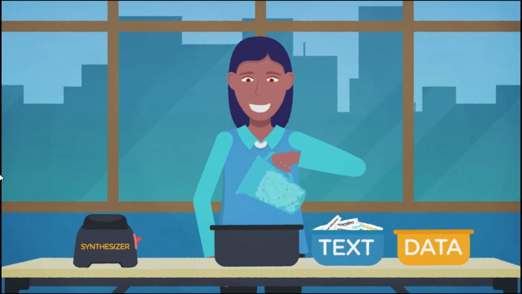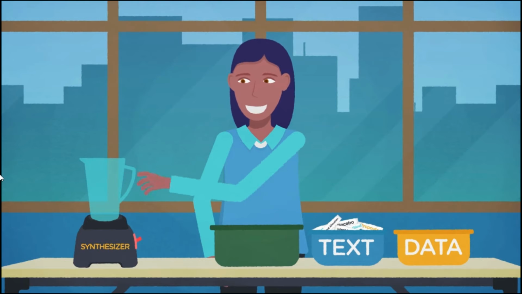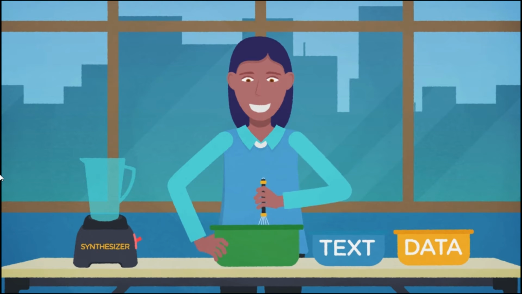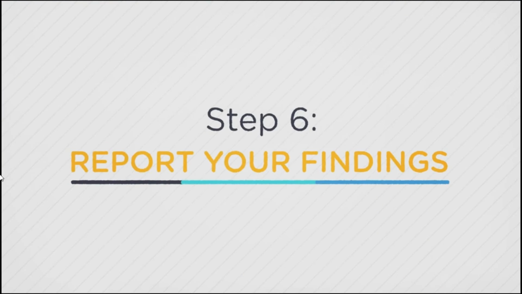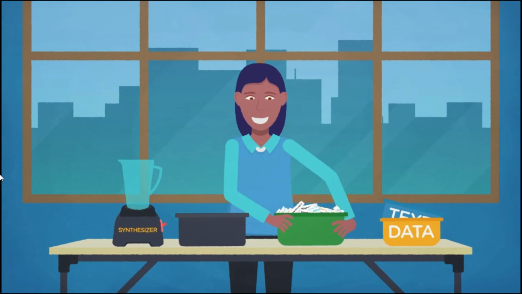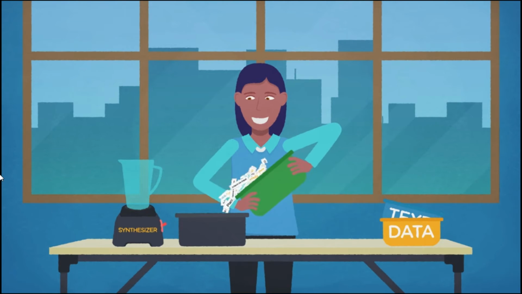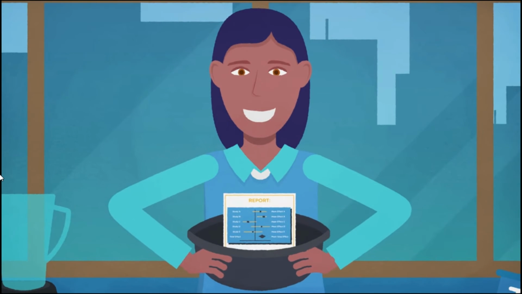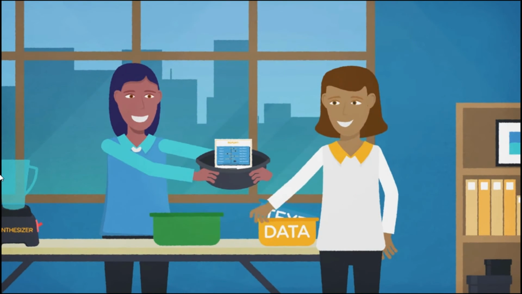Once everything is prepared, you'll combine all of your evidence together to summarize the research that addresses your question. Now you're ready for the last step, report your findings. Once you've decided what the evidence has to say about your question, turn your conclusions into a report that describes the steps you took and what you discovered. Then share it with anyone who cares about your question.